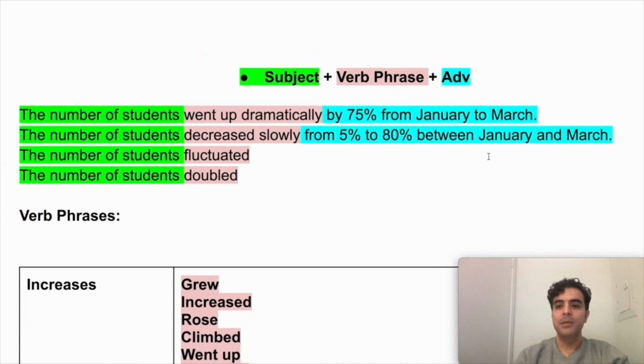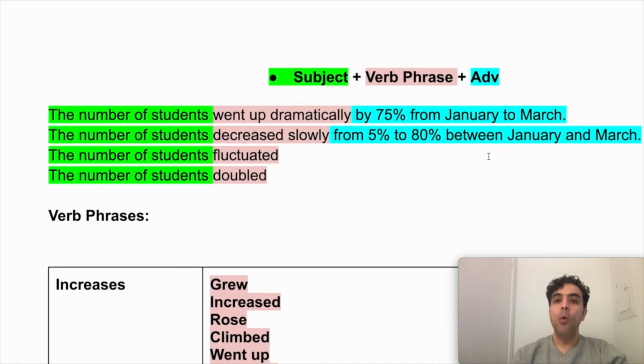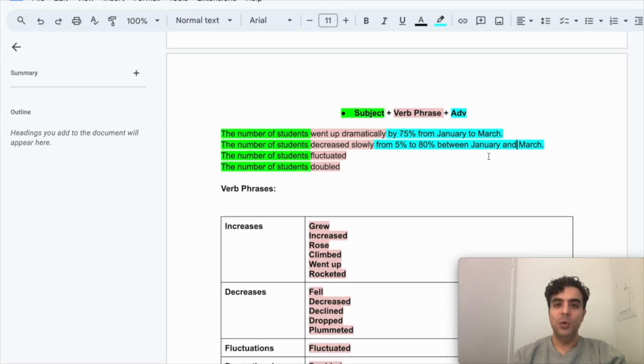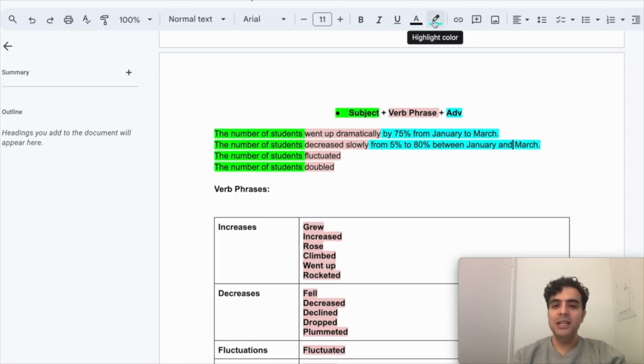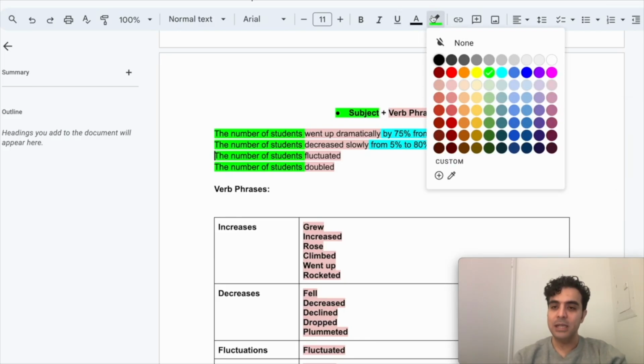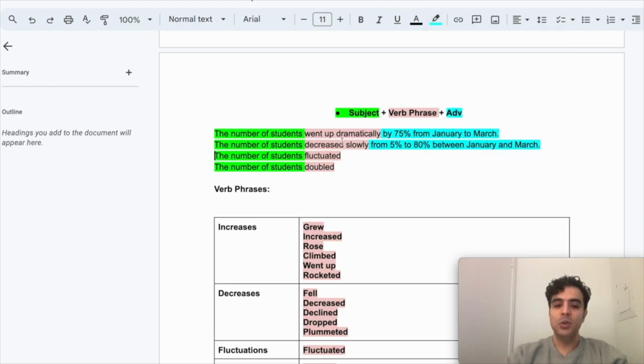Okay, so there. If you want to create even more change in your writing, here's what you could do. This time, consider placing the adverb of time, between January and March, or from January to March, at the beginning of your sentence. Let me show you what I mean. So here, my sentence is going to be: from January to March, the number of students fluctuated.